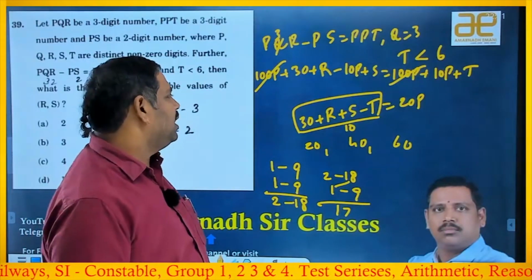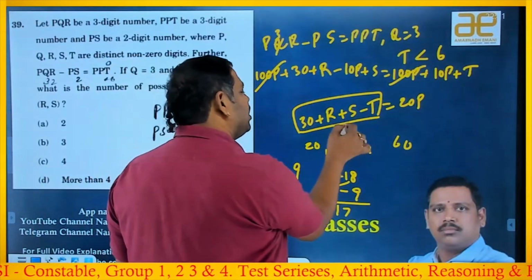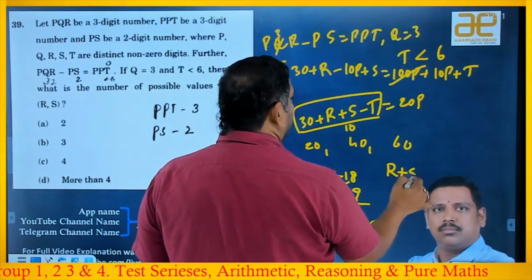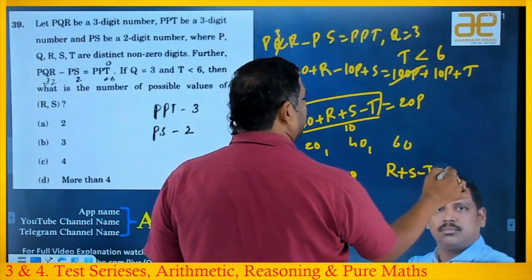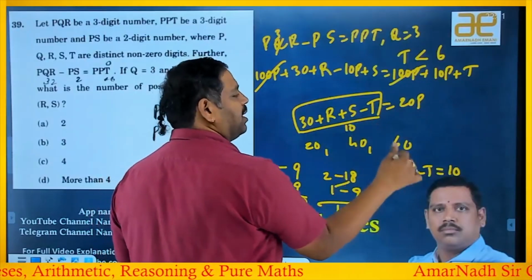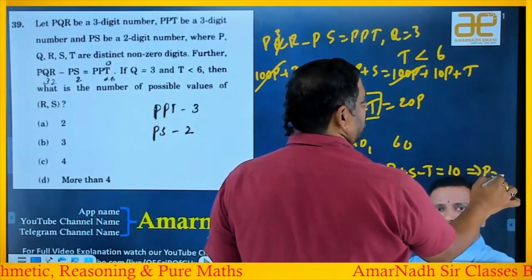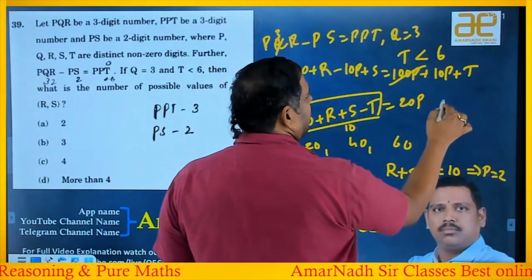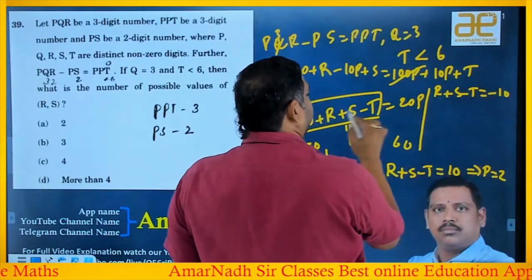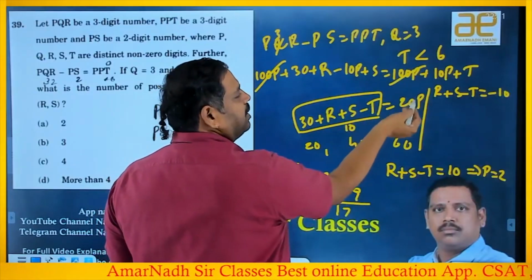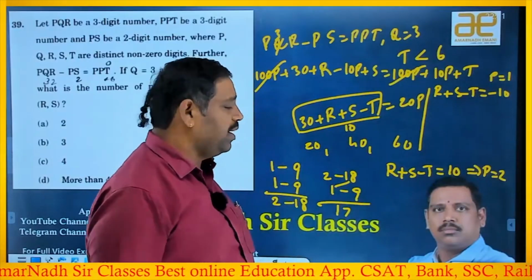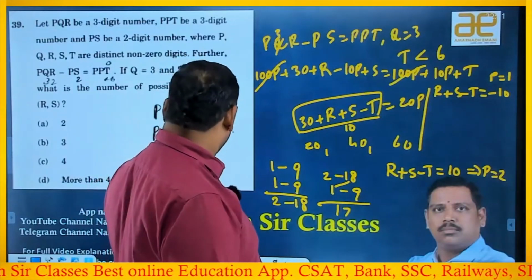The other possibility: if R plus S minus T is 10, then 30 plus 10 will be 40, and P will take a value of 2. The other possibility is R plus S minus T is equal to minus 10. 30 minus 10 means 20, and in that case P is equal to 1. How many cases do you have to verify? 2 cases. Now I am verifying the cases one by one.